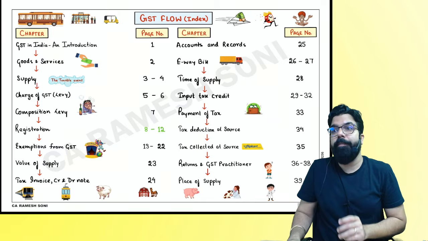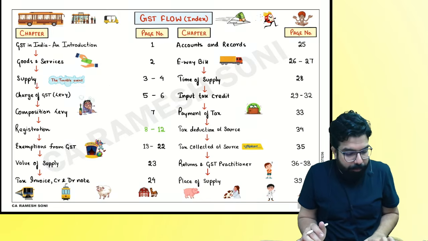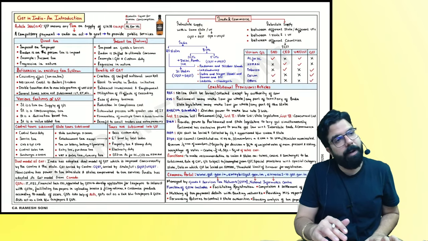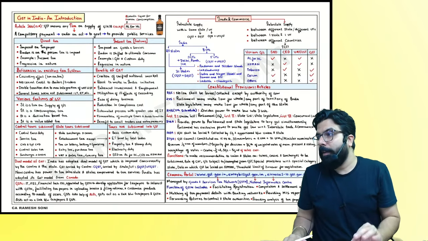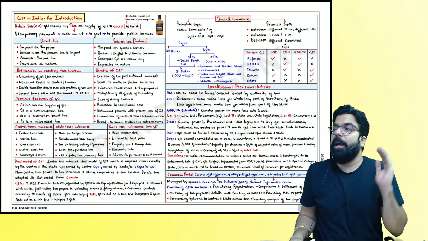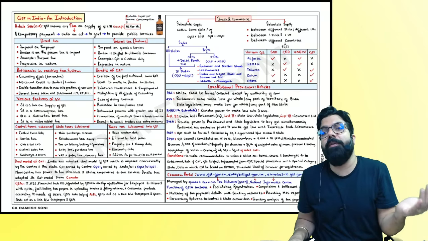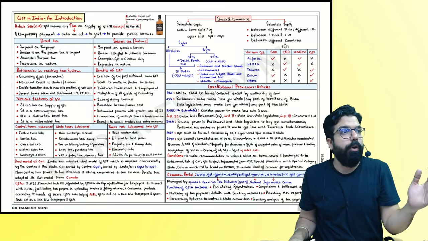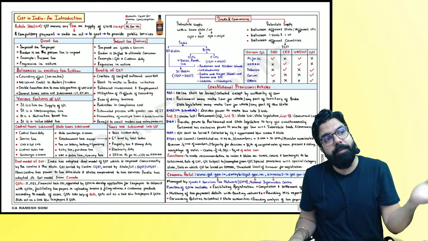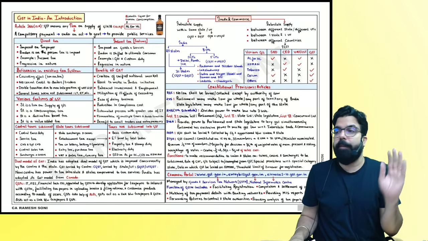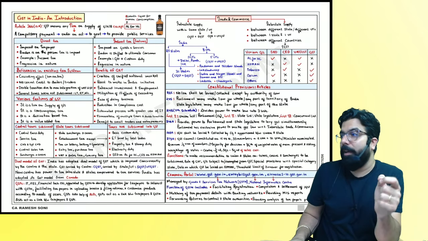Are we clear, everyone? Now what happens in the chart book is, for example, we have chapter number one. Chapter number one is one page only. This is your chapter number one. Now in the main textbook you might have 10-15 pages for it, but out of those 10-15 pages I have summarized and written it over here. So what we'll be doing, everyone listen to me very carefully.